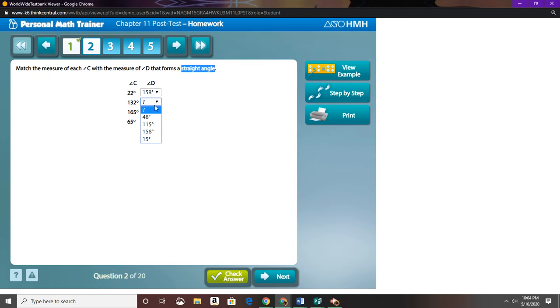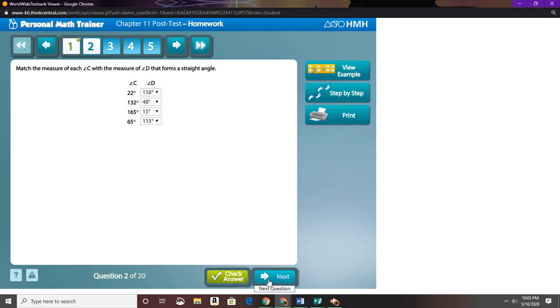158 is 180. 132 plus 48 is 180. 165 plus 15 is 180. And 65 plus 115 is 180. Your numbers may have been different, but the idea is the same. You're adding C plus D to get 180.